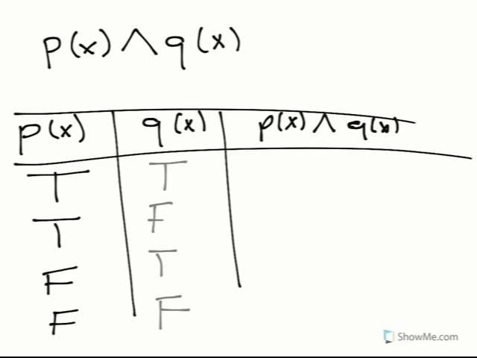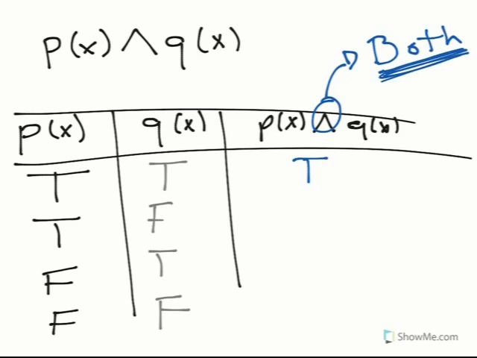To do that, we check. Since we have an and here, and we said that and meant both. Let's see. If p of x is true and q of x is true, then the combination of both should be true. If p of x is true and q of x is false, then, since we said that both should be true, this is false. Again here, one's false, one true, so it's false. Both false, it should be false.